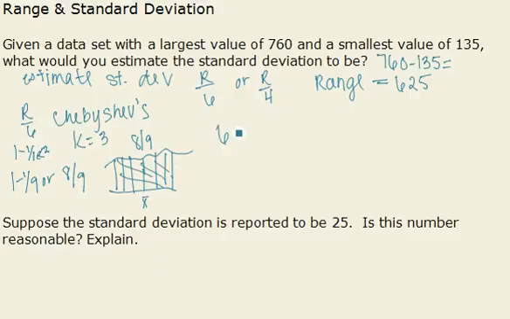So that would be 625 divided by 6, which is approximately 104.17.